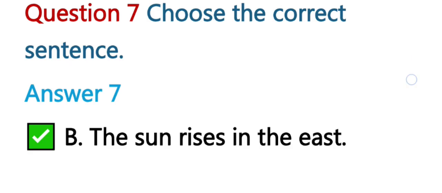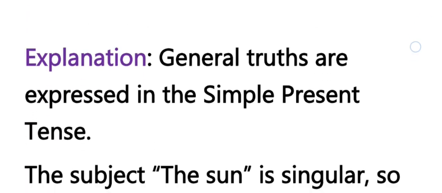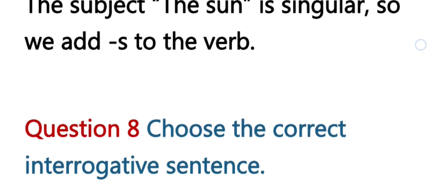Now question 7. Choose the correct sentence. Answer is option B. The sun rises in the east. This is a general truth, and general truths are expressed in the simple present tense. The subject, the sun, is singular, so we add s to the verb.